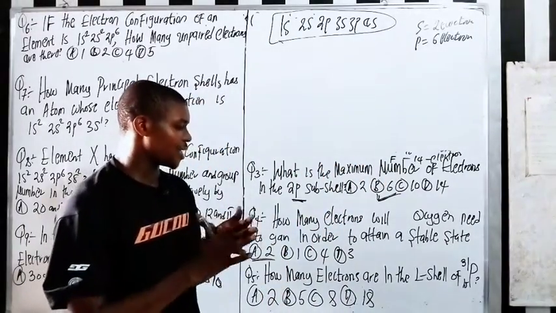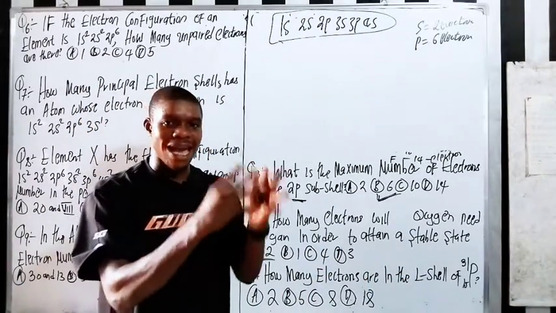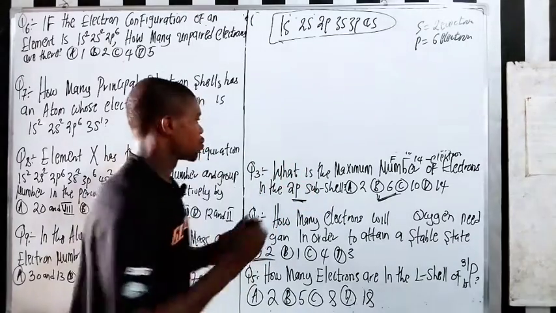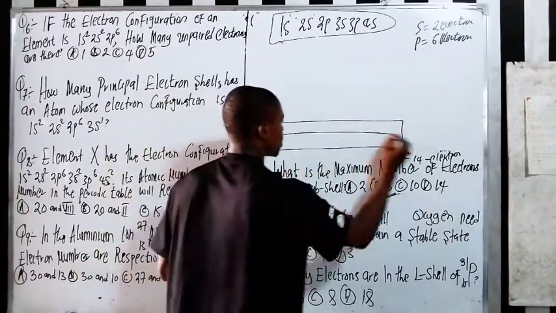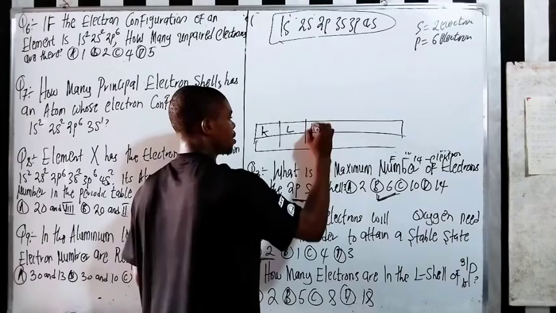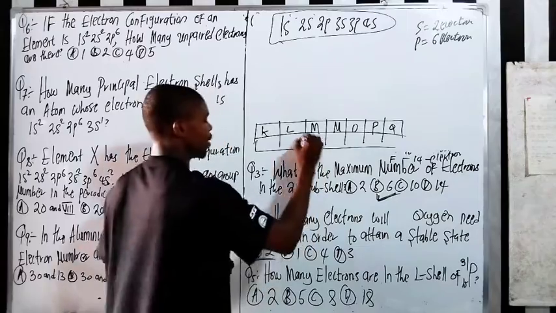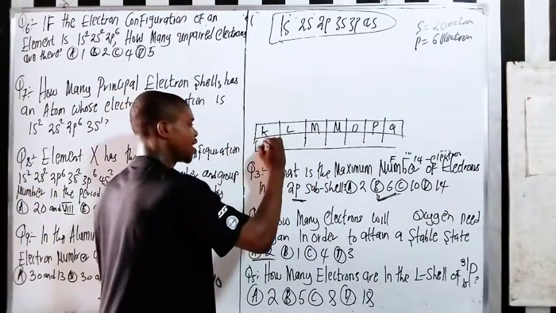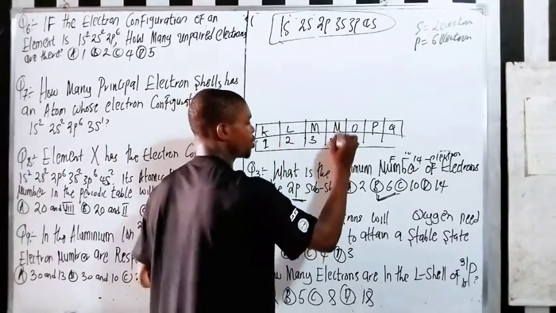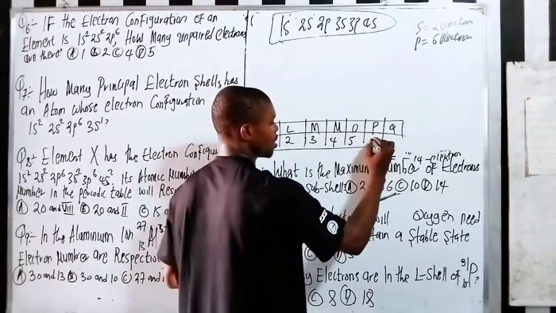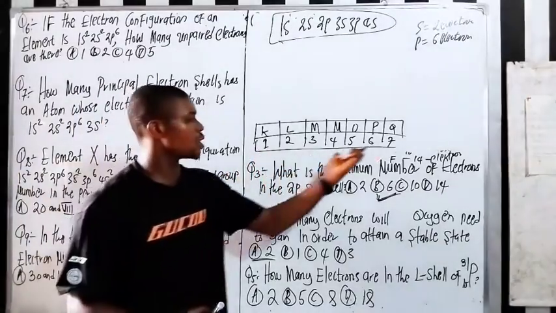Now, if you look at the question very well, they say L shell. Remember, in chemistry we call the shells K, L, M, N, O, P, Q. K means the first shell, L means the second shell, M means the third shell, N means the fourth shell, O means the fifth shell, P means the sixth shell, and Q means the seventh shell. Do you understand? And this number means the principal quantum number.